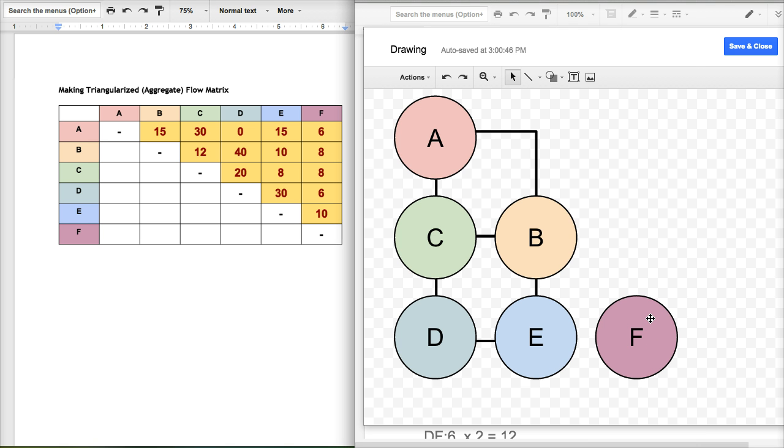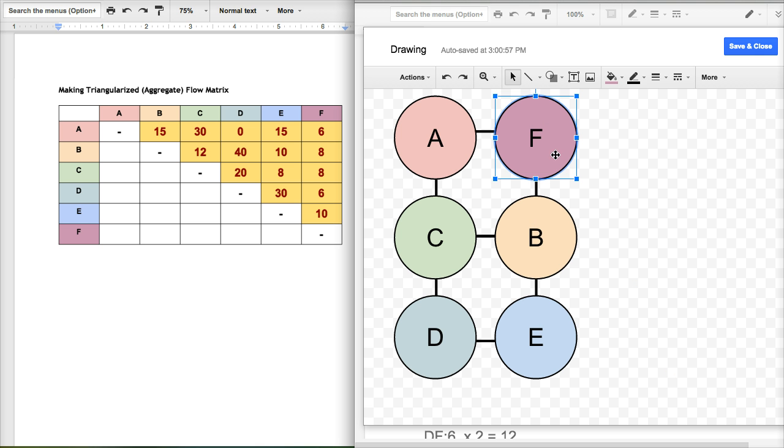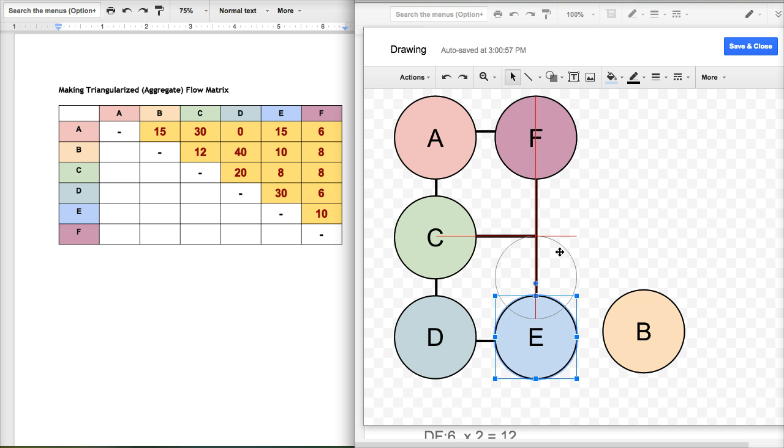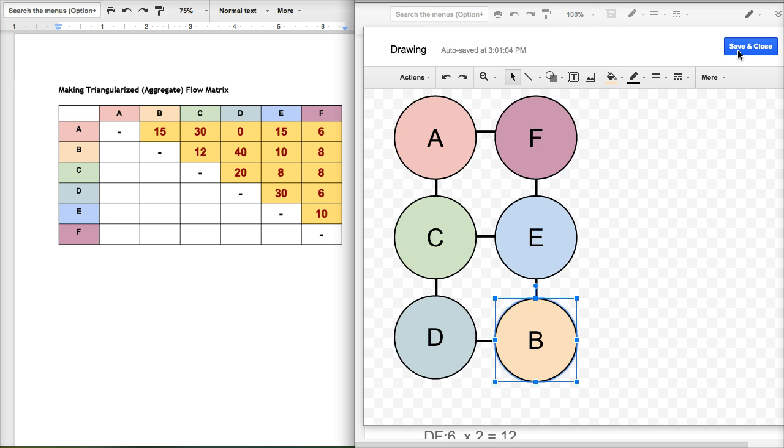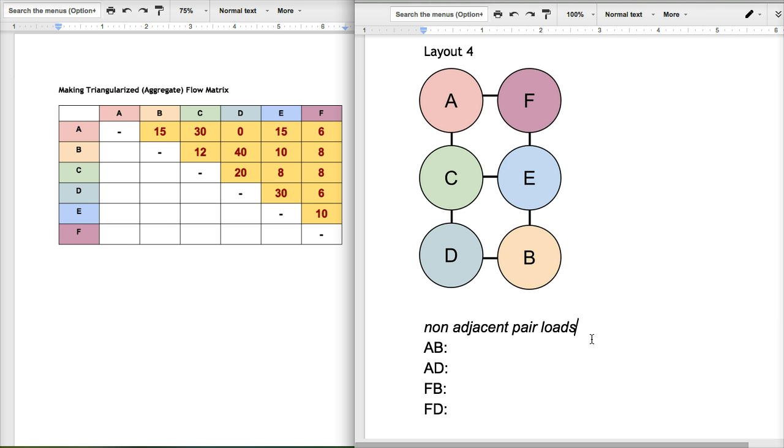On to layout 4 then. As we suggested, moving F into this area here and swapping B and E. This layout results in the non-adjacent pairs of A and B, A and D, F and B, and F and D. All other pairs are adjacent.